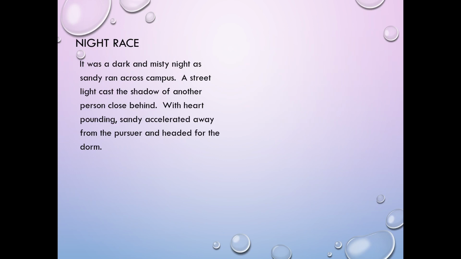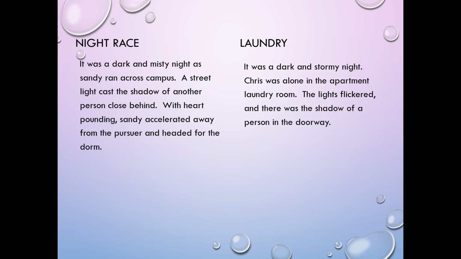Half of the class is asked to work on this problem where you have a night race. It was a dark and misty night as Sandy ran across campus. A streetlight cast the shadow of another person close behind. With heart pounding, Sandy accelerated away from the pursuer and headed for the dorm. The other half of the class works on this one, laundry. It was a dark and stormy night. Chris was alone in the apartment laundry room. The lights flickered and there was the shadow of a person in the doorway.